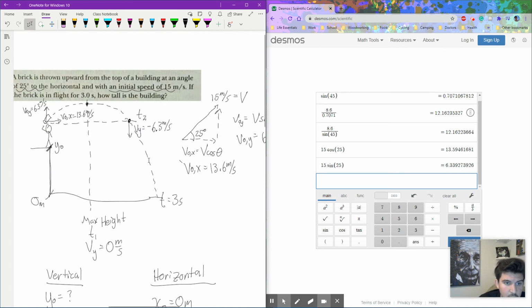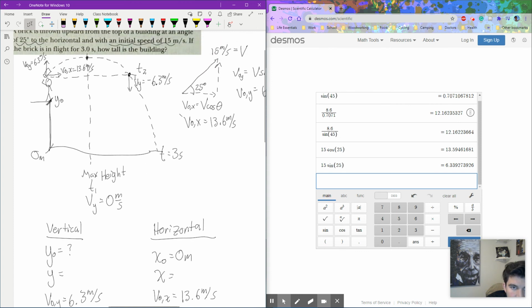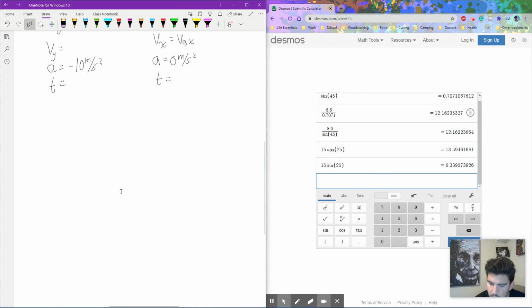So ultimately, what I really want to be able to measure is the distance between where the brick started and the ground. One of the ways that I can do this is I need to be able to measure this distance here. If I can figure out how long it was falling between T2 and T3, I can calculate that height. So let me show you how I go about this.